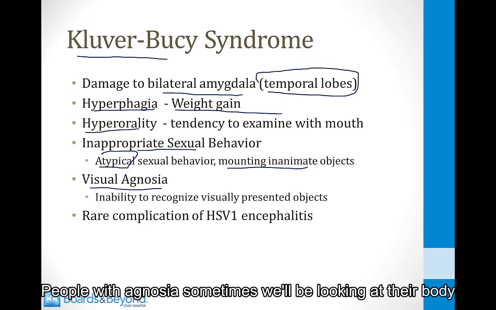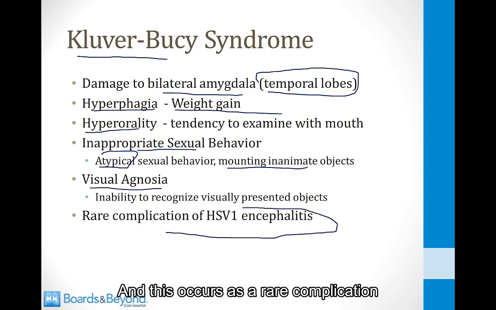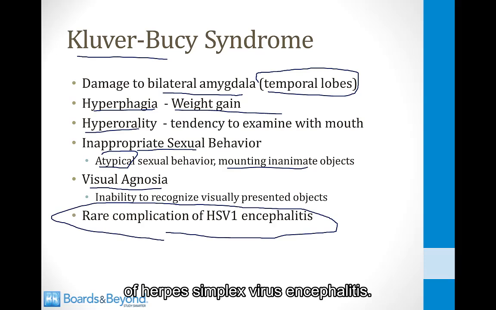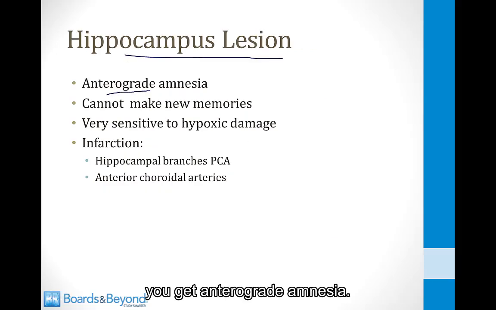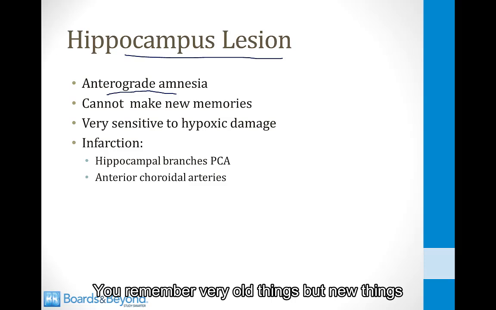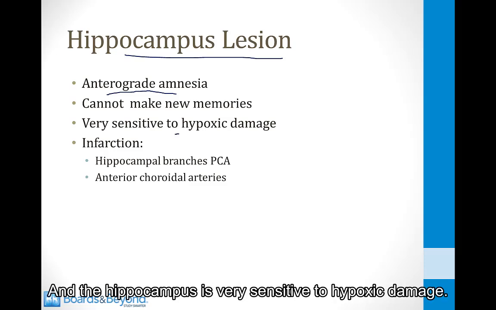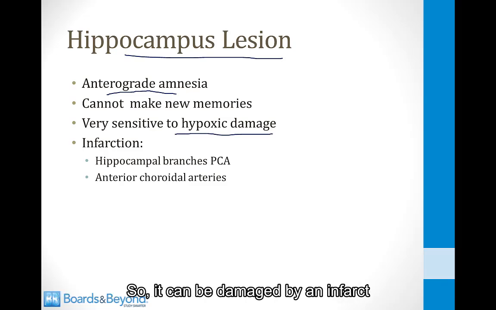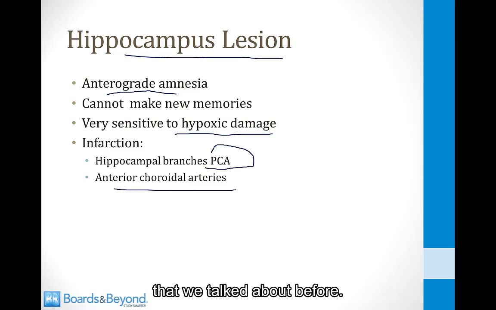People with agnosia sometimes will be looking at their body, but they cannot recognize it and process it in the brain. And this occurs as a rare complication of herpes simplex virus encephalitis. If you get a lesion to the hippocampus in the temporal lobe, you get anterograde amnesia, so you cannot make new memories. You'll remember very old things, but new things that happen after the lesion you won't remember. And the hippocampus is very sensitive to hypoxic damage, so it can be damaged by an infarct to the hippocampal branches of the PCA or also to those anterior choroidal arteries that we talked about before.